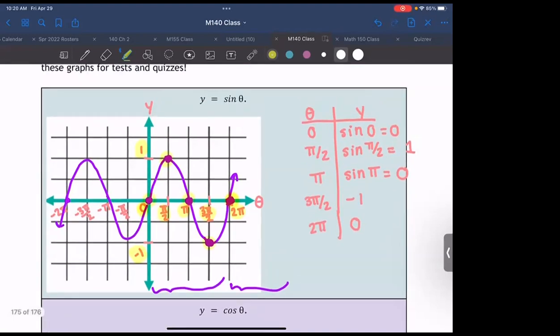Any questions on sine? Okay. I'm going to set you up for cosine.